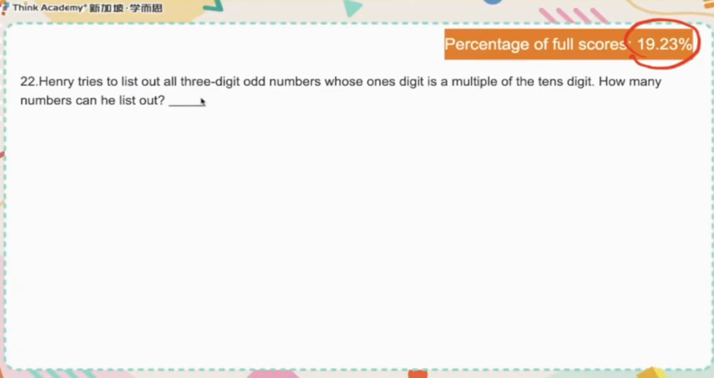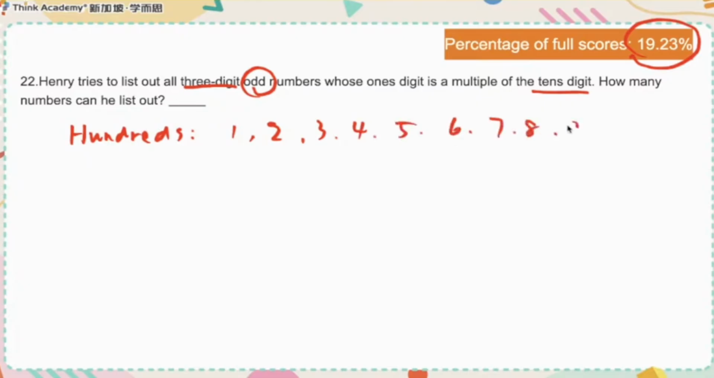Okay, you can see Harry tries to list out all 3-digit odd numbers whose ones digit is a multiple of the tens digit. How many numbers can he list out? Okay, so firstly, we can see, as for the hundreds digit, there could be 1 to 9, right? 1, 2, 3, 4, 5, 6, 7, 8, 9.